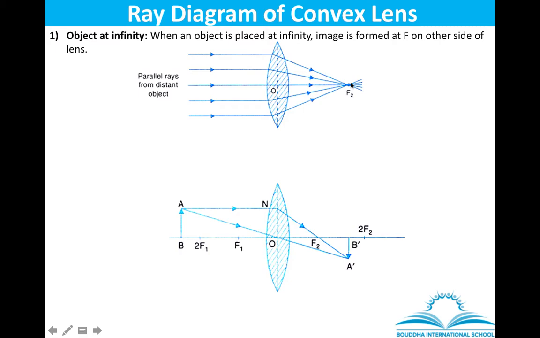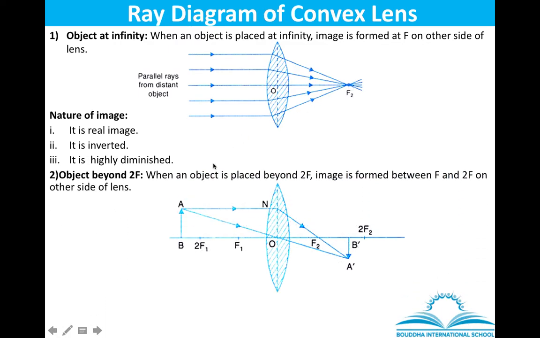So the nature of the image is, it is a real image because this image is formed by the crossing of real rays, and if it is a real image, it is always inverted. So a real image is always inverted, and you can see the size, it is forming at a point, meaning it is highly diminished.